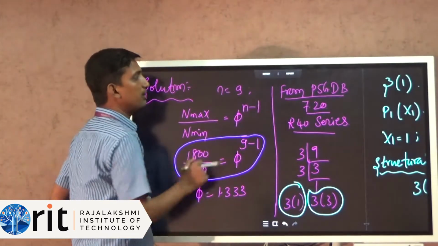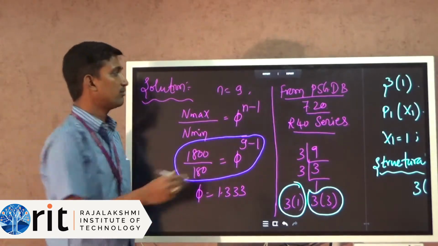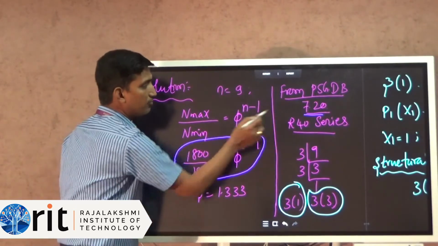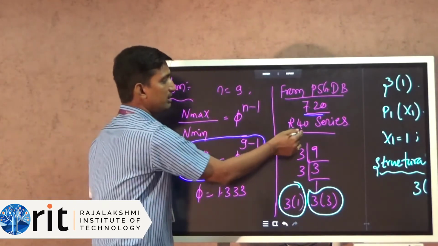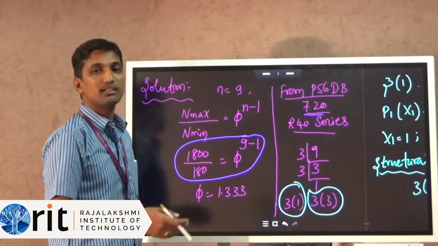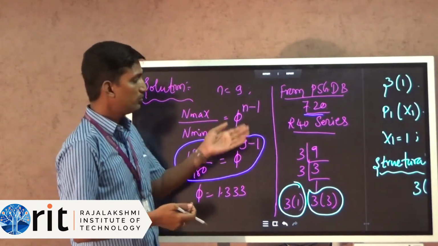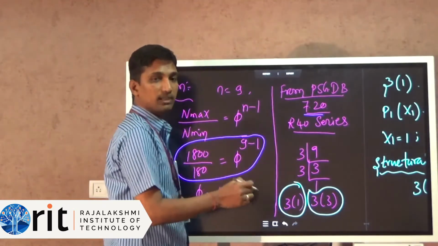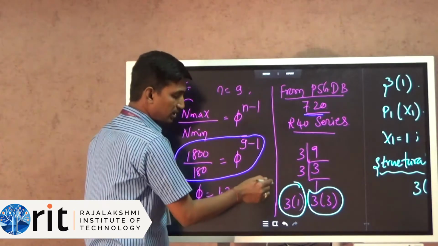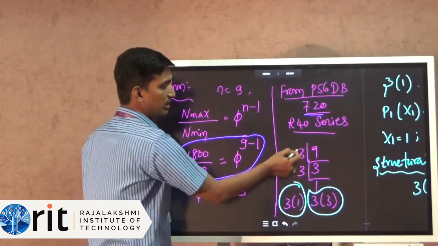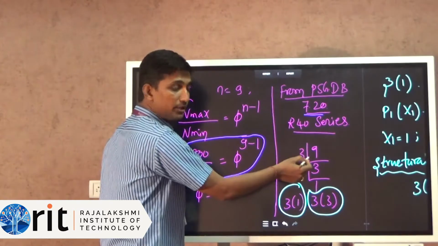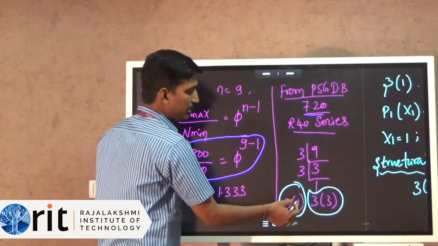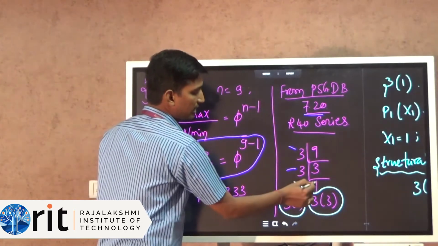Next, from the PSG data book, at page number 7.20, see the R40 series. In that R40 series, we have different sets of speed ratios through which we can find our number of speeds. Since it is a 9-speed gearbox, in order to find the structural formula, I am going to take the LCM of 9. By taking the LCM of 9, I get the values 3, 3 and 1.